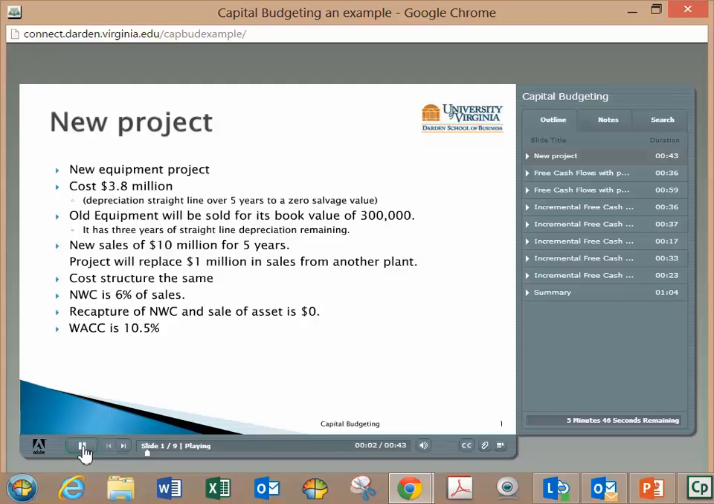Now let's assume we have a new project. The project is an equipment replacement. The new equipment will cost $3.8 million. It will be depreciated on a straight-line basis over 5 years to a zero salvage value.